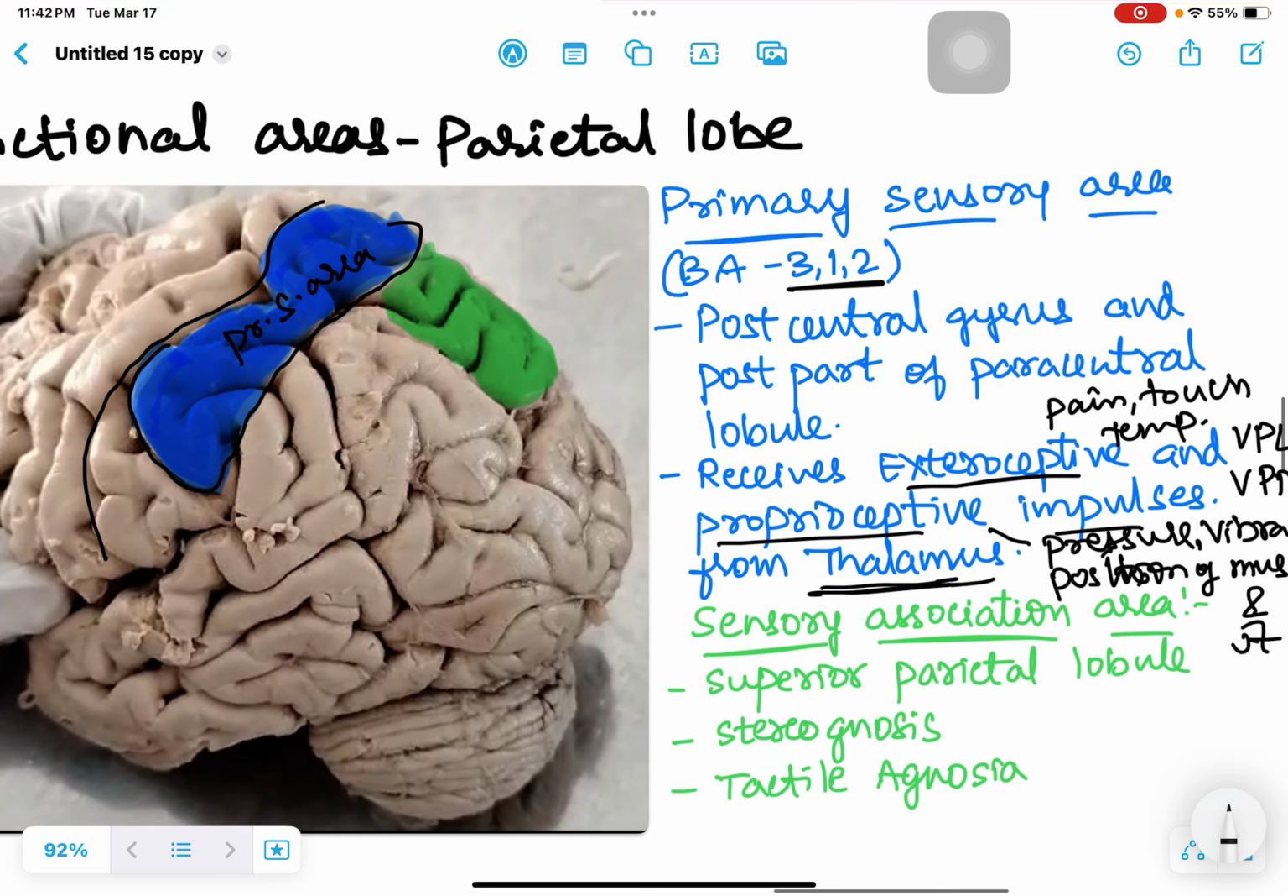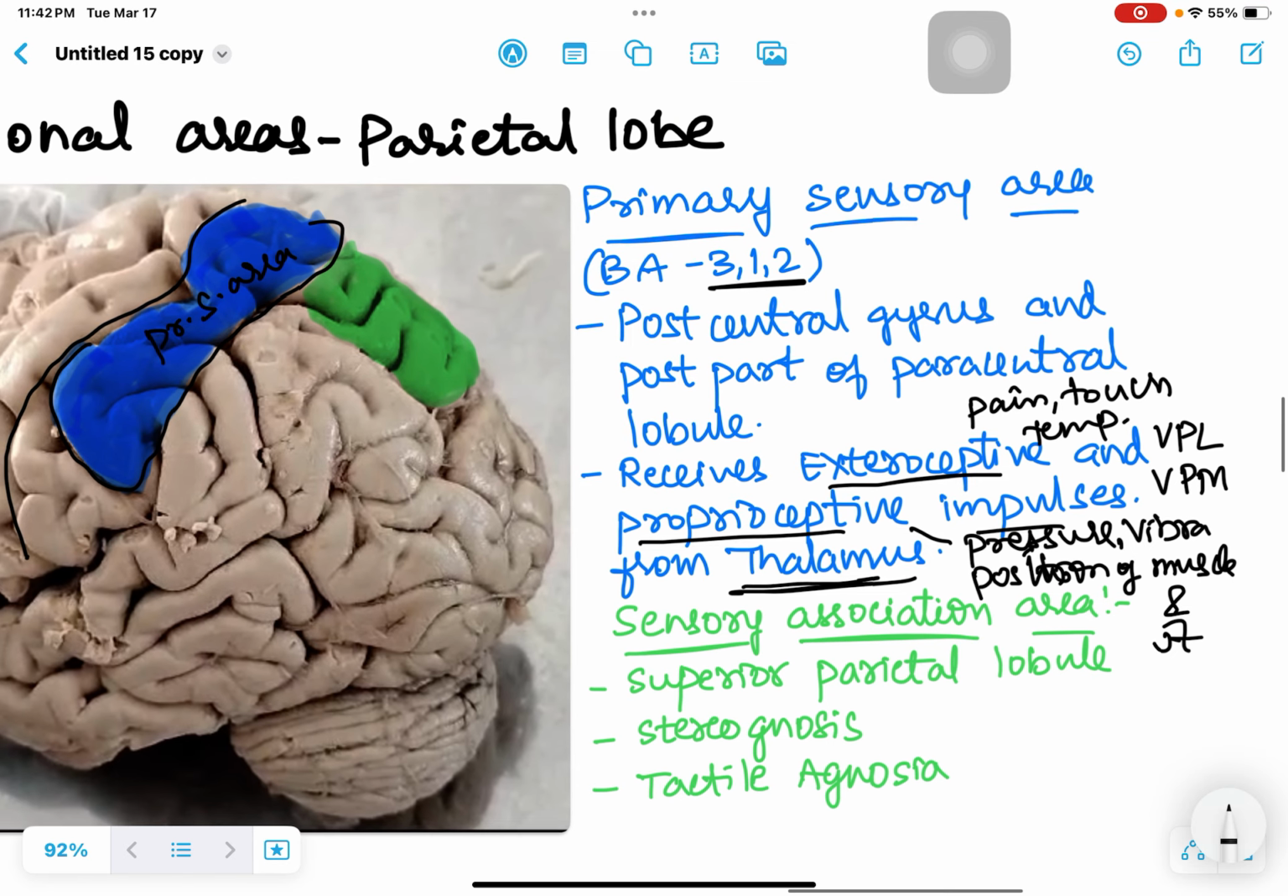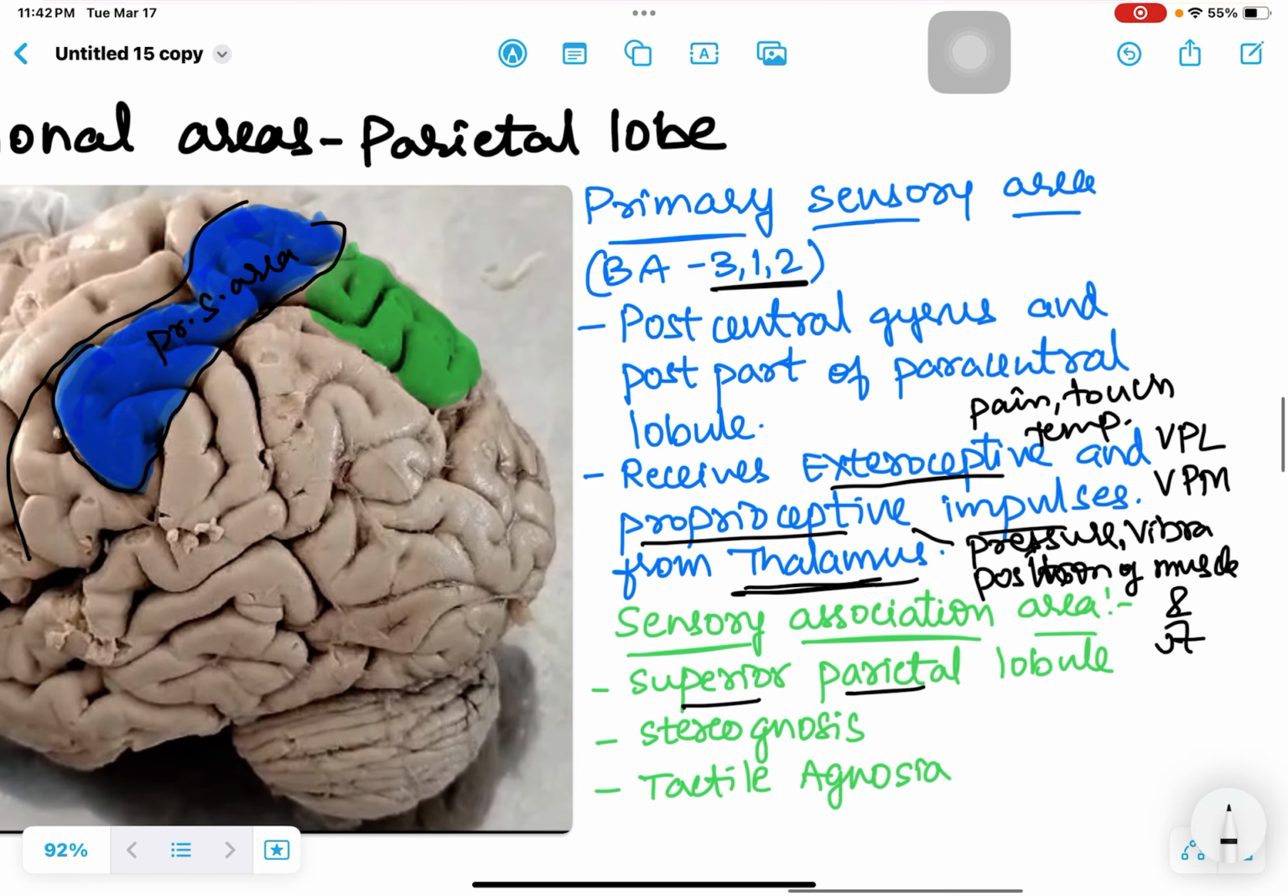So there is the primary sensory area. Then comes the sensory association area, which we see on the superior parietal lobule. There is a sulcus here, called the intraparietal sulcus. The lobe above is called the superior parietal lobule, and below the sulcus it is called the inferior parietal lobule. The superior parietal lobule lodges the sensory association area.